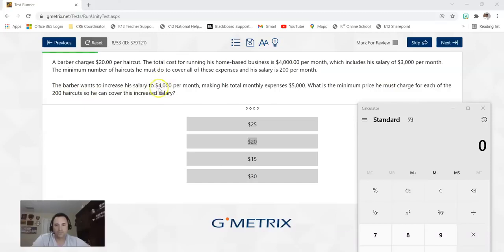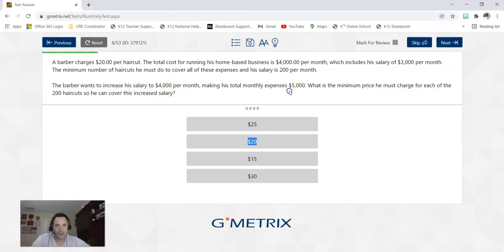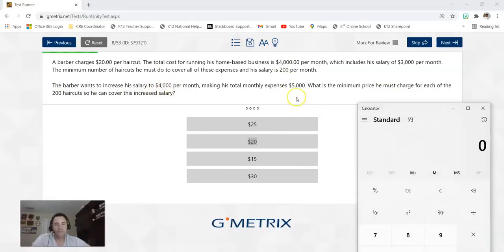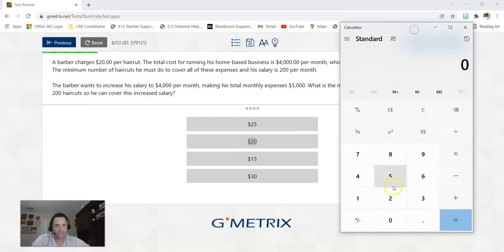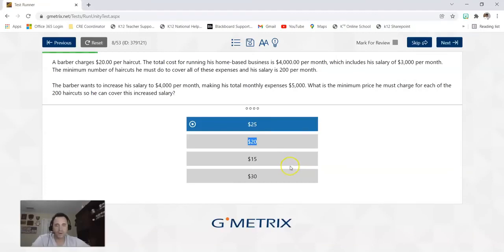Okay, he wants to make $4,000 a month. That means nothing. We need to get to this $5,000 a month. So how do we figure that out? $5,000 divided by 200 will give you the answer. So $5,000 a month divided by 200 haircuts will equal $25 per haircut to meet his requirement.